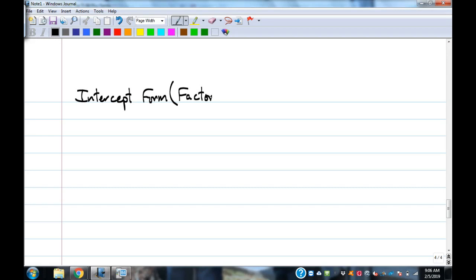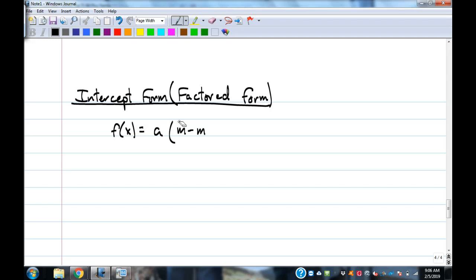In Algebra 2, we call this factored form most of the time. When I said factored form, you knew that factoring was the game that was done. With quadratics, if it's in intercept form, it's already factored for you. You don't have to do any of that work. So it looks something like this: x minus m and x minus n.